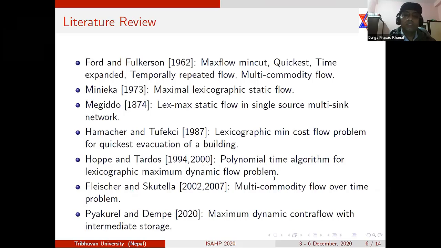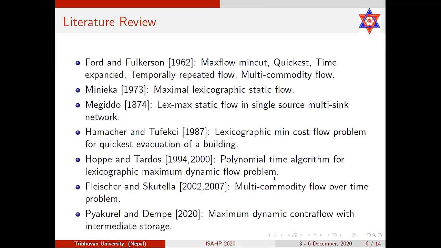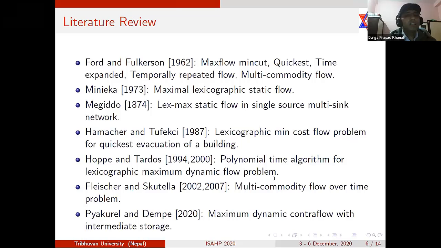These are some literature reviews. The pioneers of network optimization are Ford and Fulkerson, with the max flow problems, minimum cost, quickest flow, time-extended network, temporally repeated flows, and many more we can find in their books and articles. In '73, Minieka has given the maximal lexicographic static flow problem. They have studied multiple sources or multiple sinks. In '74, Minieka has given the lex-max static flow problem in a single source and multi-sink network.